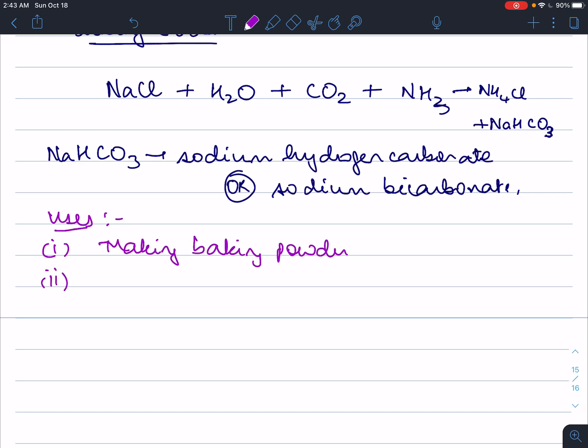The next one, it is used in antacids. Like I said, NaHCO3 has a pH that is above 7 because sodium hydroxide is a strong base. So it can help in reducing the acidity in the stomach. It is used in the making of antacids, which is sold as medicine. The third one, it is used in soda acid fire extinguishers.